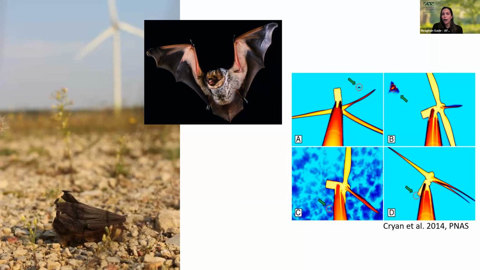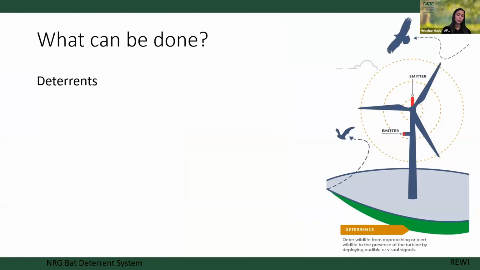So we don't really know why the bats are being attracted to the turbines, but maybe that's not super important at this point. What's more important is what can we do to actually reduce the mortality events that happen at these wind facilities? So I'm going to go through a couple of different things that we can do.